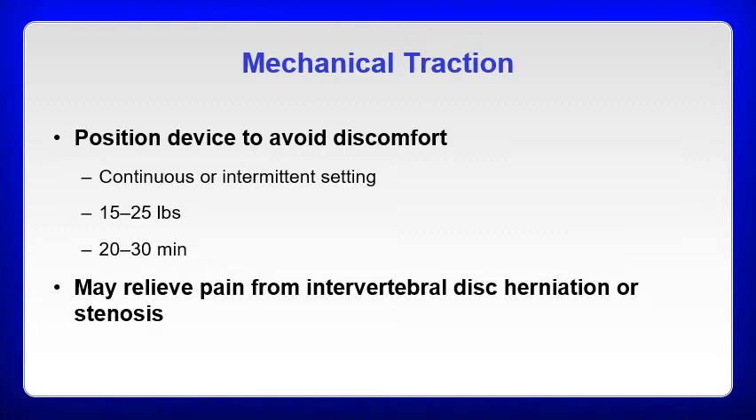When you're using mechanical traction, you could set the force. You want to keep it below 25 pounds. 25 pounds would be the most you're typically going to use on the cervical spine. You don't have to really worry about gauging that with your hands because you're likely not going to be able to pull the head with more than 25 pounds of force.